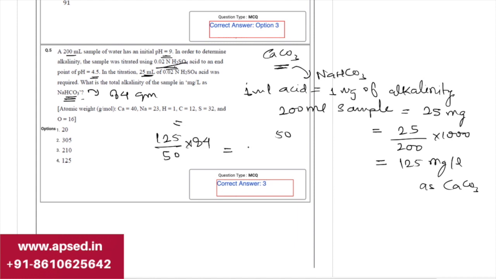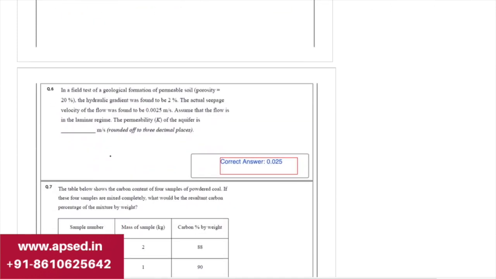If you solve this, we obtain the answer as 210 milligram per liter as NaHCO3. So option 3 here is the correct answer.